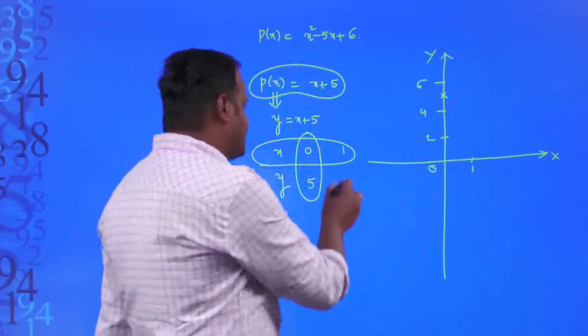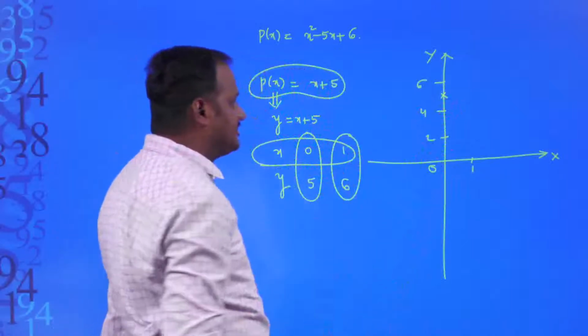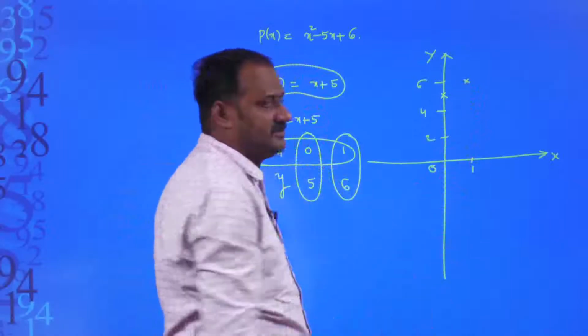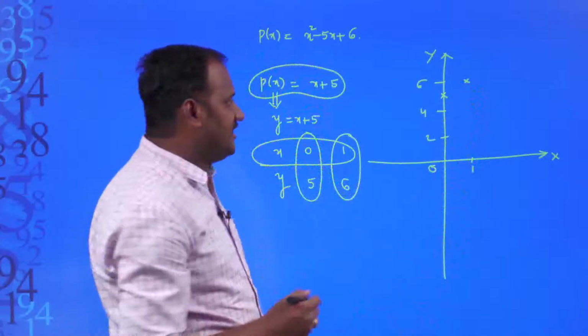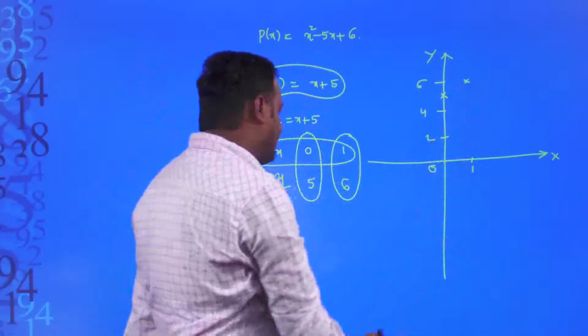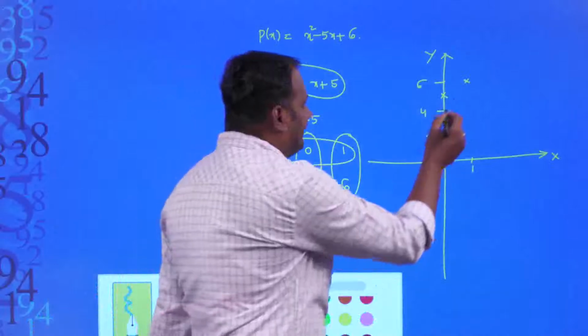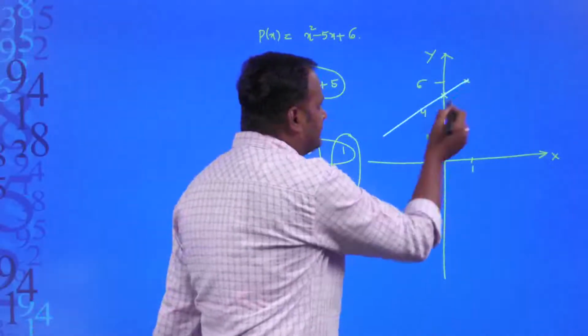Okay. When x is equal to 1, then y is equal to 6. So this is the point. You are aware of drawing this, right? And passing through these 2 points, you will have to draw a line. Okay. So if you draw a line, then it would be like this.